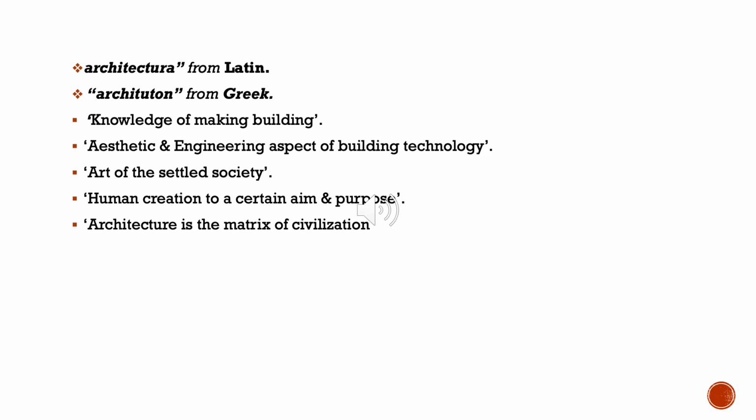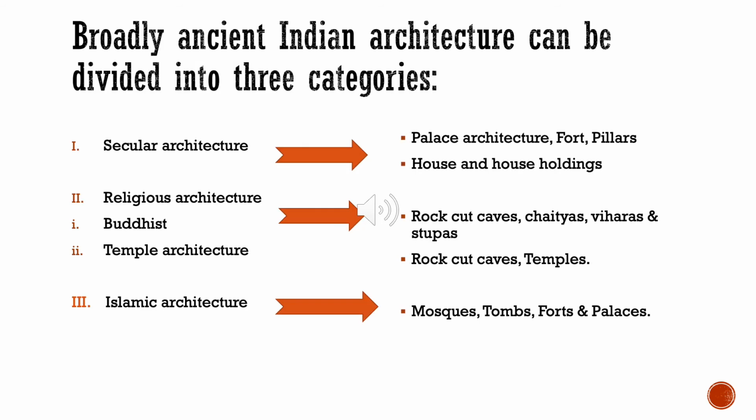And another one is human creation to a certain aim and purpose. So architecture is collectively known as the matrix of civilization, because architecture is often used for the utilitarian purpose. Indian architecture can be divided into three broad categories.